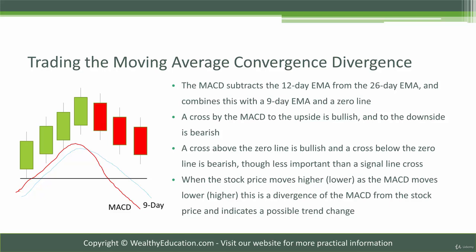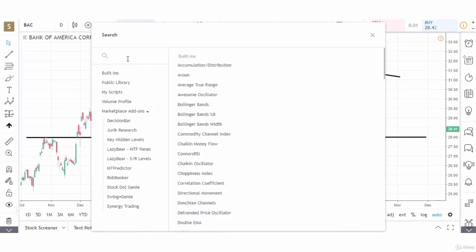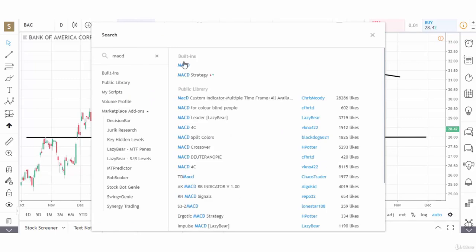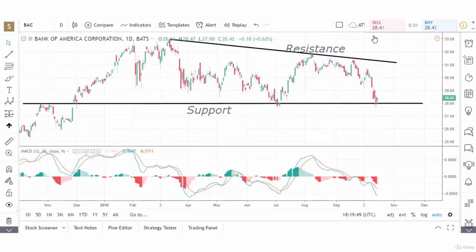So let's take a look at the MACD on a chart in a couple of different time frames. We're going to look at the MACD in a chart of Bank of America. I've already drawn in a support and resistance line in the stock, and this is on a daily basis. So let's go ahead and go to indicators at the top. We're going to type in MACD, come up with the MACD, click that.